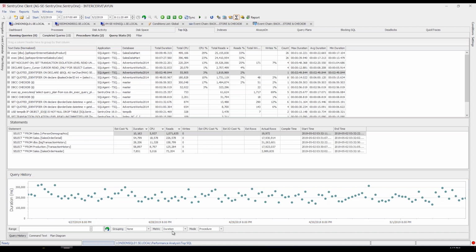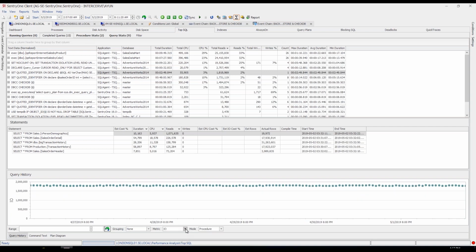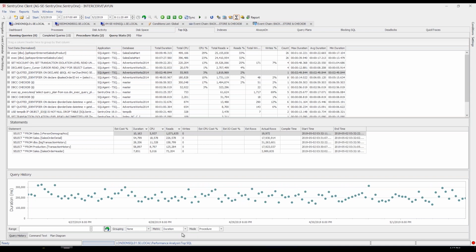So now I can dive in even deeper. Or if I wanted to, I can look at it from different permutations or different angles. Instead of duration, maybe I want to look at it from a CPU utilization perspective or an I/O utilization perspective. But this is extremely invaluable to have a better understanding of how does this piece of code that I'm focused on and trying to troubleshoot, how does it run normally? When does it run normally?